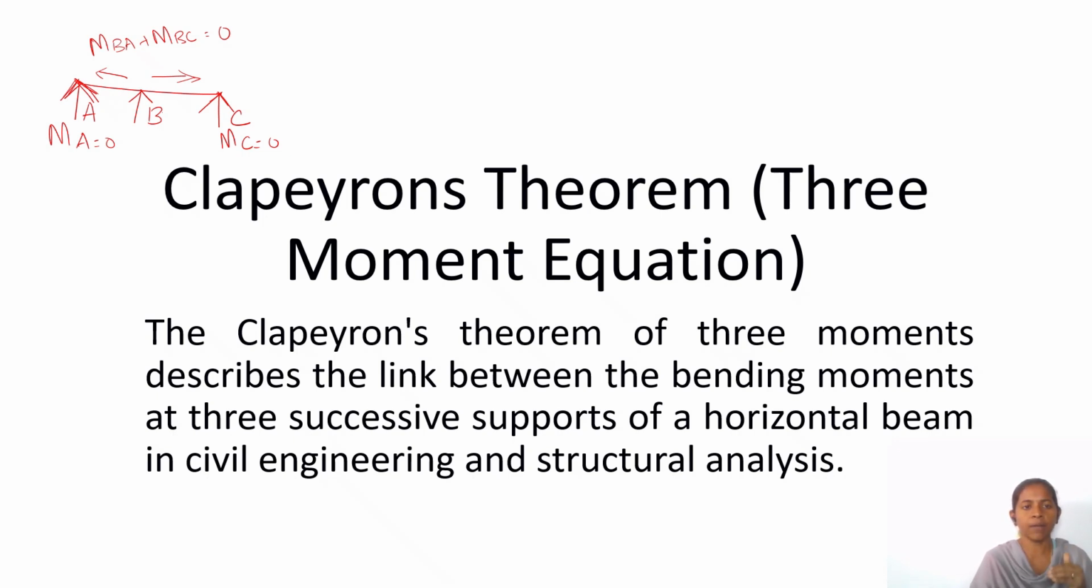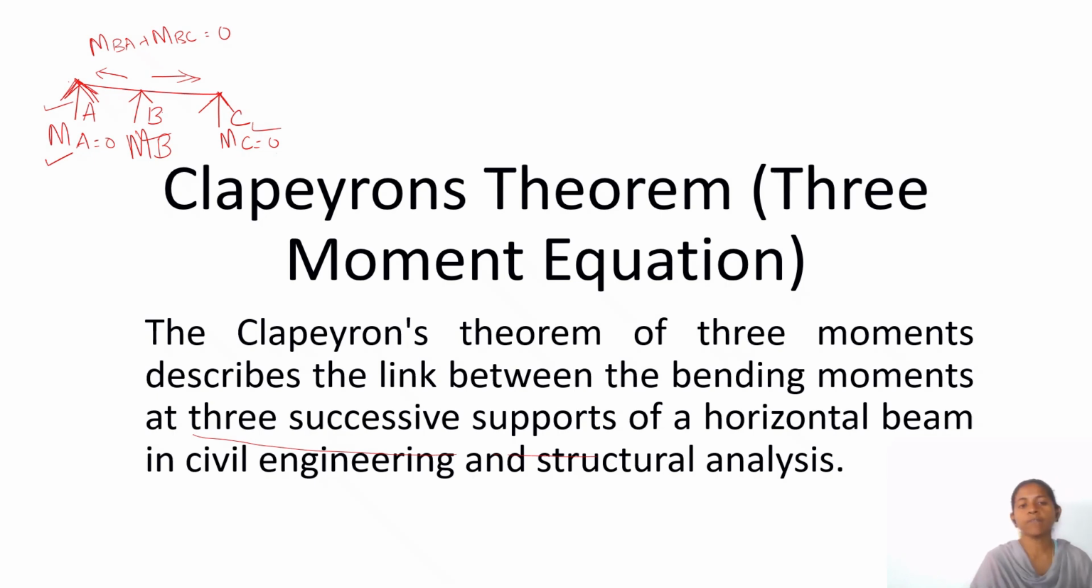At A and C, there is no span on the left side of A and no span on the right side of C. Hence, in the simply supported condition, the moment is 0 at A and C. So this states that for three successive supports of a horizontal beam, we can find the moment. We can declare MA as 0, MC as 0, and find MB from this methodology.